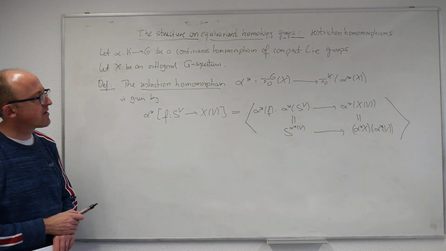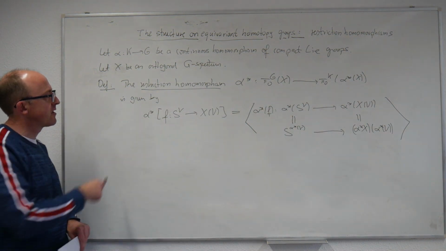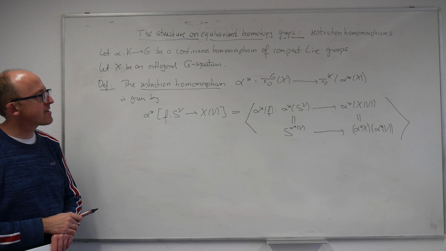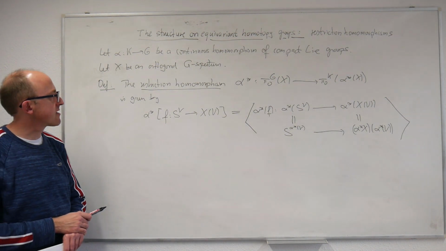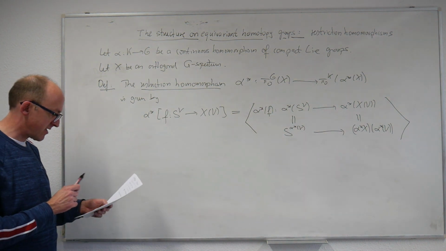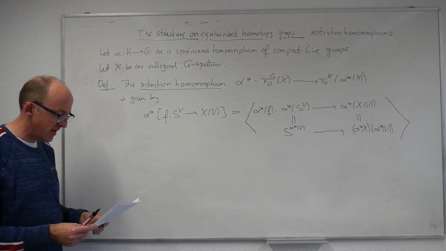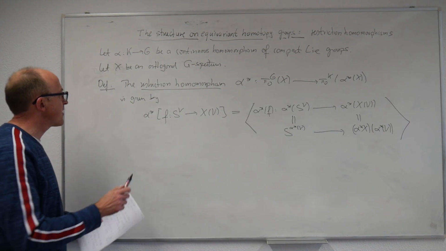You have to check that this is well defined, that it's independent of the representative for this class. Then you want to check that it's a homomorphism of abelian groups. That's also not so difficult. And then some facts that I at least want to explicitly mention is that this is basically a contravariant functor.